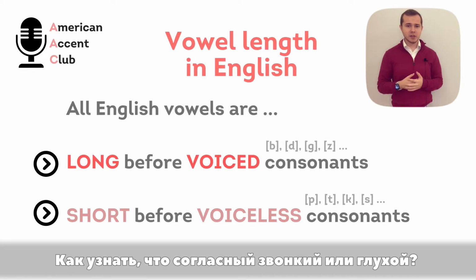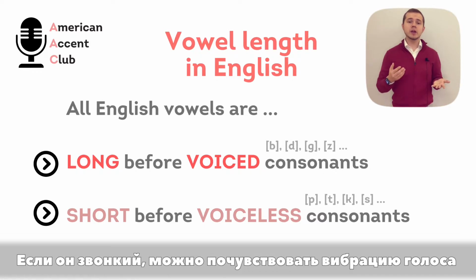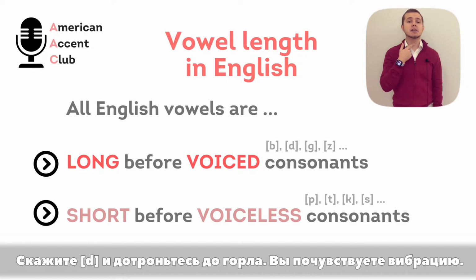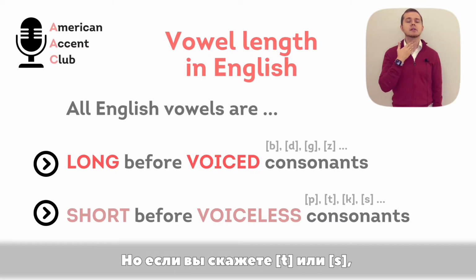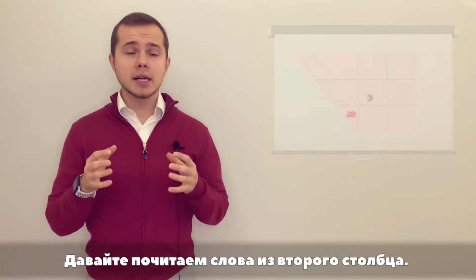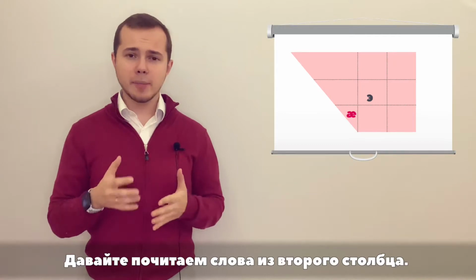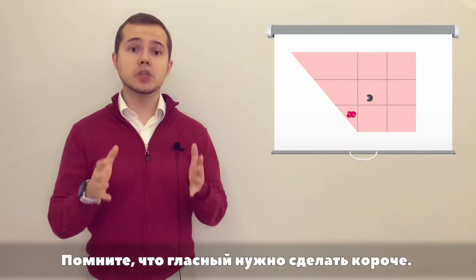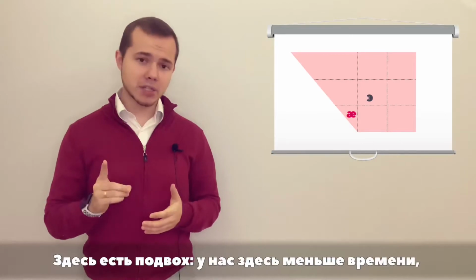So how to check if the consonant is voiced or voiceless? If it's a voiced one, when you pronounce it, you can feel the vibration of your vocal cords. So when you say duh, duh, duh, you can touch your throat here and you will feel the vibration, duh. But when you say t, t, t, or s, s, you will not feel any vibration because these consonants are voiceless. Let's read the second column, remembering that the vowel a should be short there. And there is a catch.